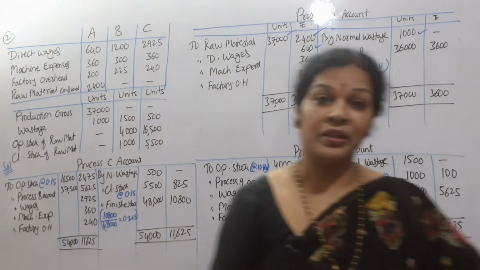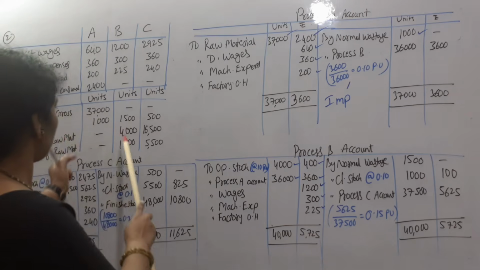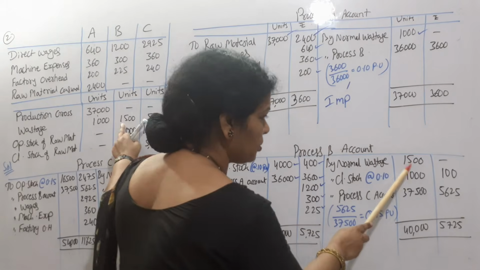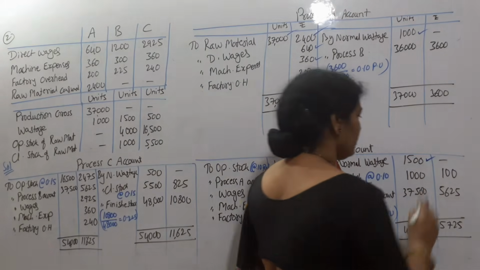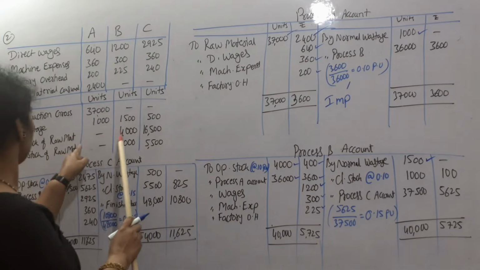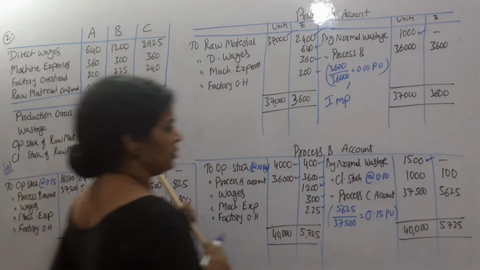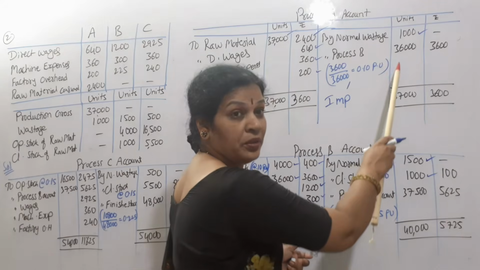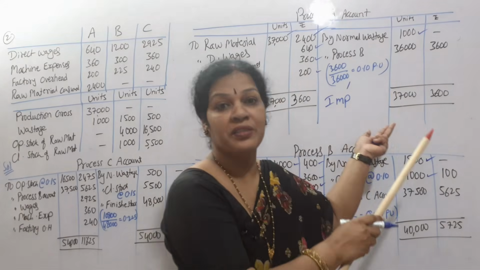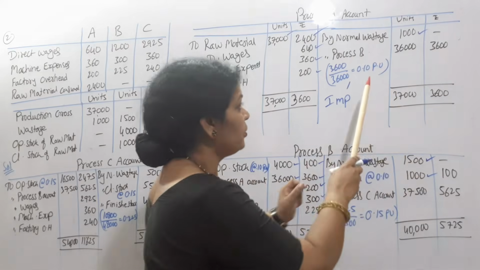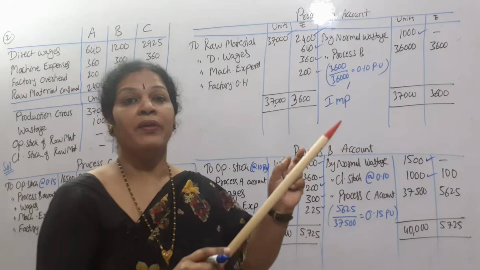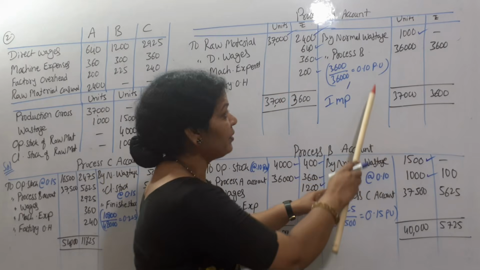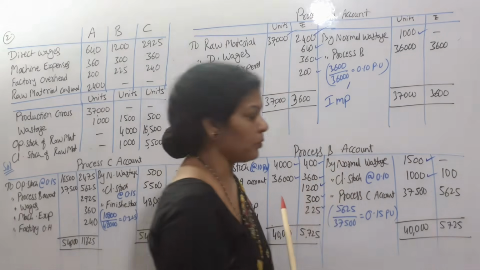Debit side everything is over. Now on the credit side we will write normal wastage. Normal wastage here is 1500 units, so units I have written here. Apart from that we have closing stock of 1000 units. At the rate of 10 paisa, I told you that this 10 paisa from the previous process is useful for opening stock and closing stock calculation. Closing stock is 1000 at the rate of 10 paisa, it comes to 100 rupees.